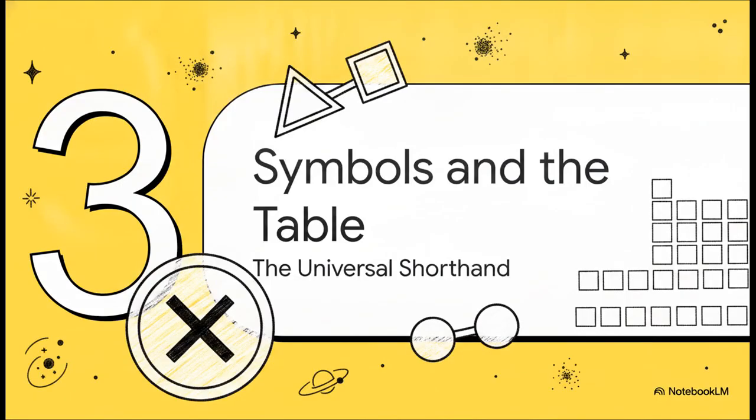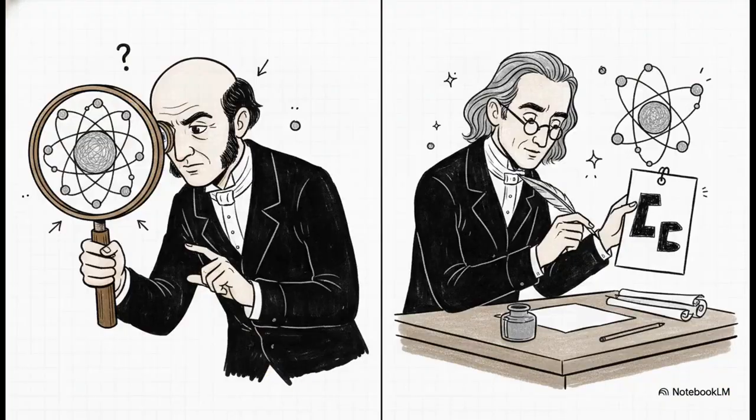Moving right along to section 3, symbols and the table. Writing out the full names of elements every single time would be totally exhausting. Scientists needed a universal shorthand to write these cosmic letters down quickly and easily, regardless of what human language they actually spoke. We actually have 2 scientists to thank for how we visualize this today. John Dalton was the pioneer who first described atoms, but it was a scientist named Berzelius who created the clever 1- or 2-letter symbol system we still use right now.